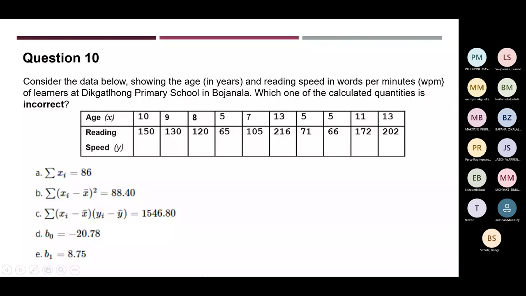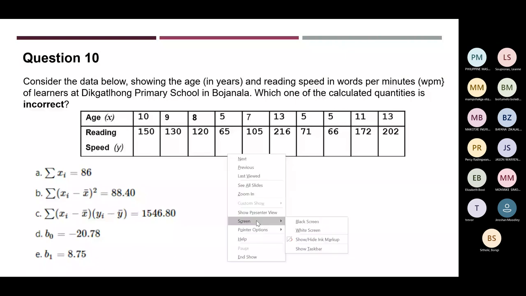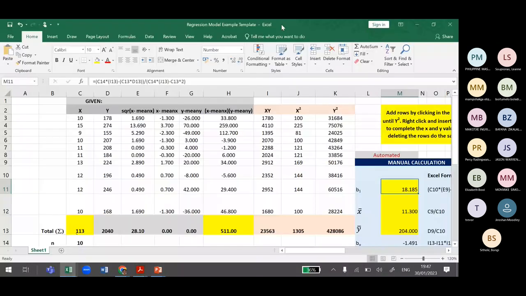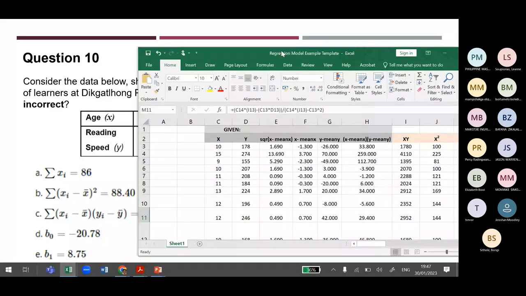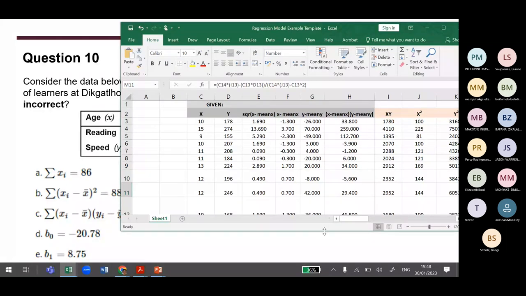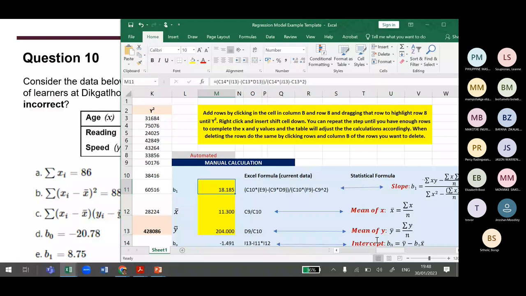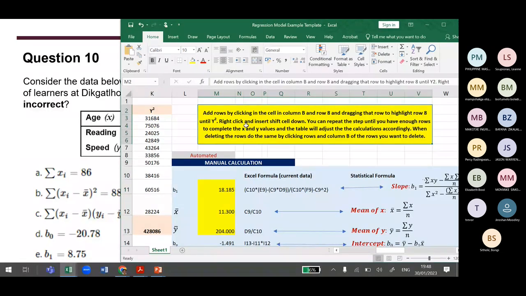So we go to our regression template. Even your calculator here won't help, even if you try to use your calculator. Now, let's look at our template. Our template is easy. It comes with instructions. On the yellow, it says to add a row by clicking in the cell in column B and row A and drag it to highlight the number of rows until Y2. Right-click, insert cell down. You can repeat this step until you have enough rows to complete the X values and the table. You will read. I will show you how to use it. I'm not going to read the whole paragraph.